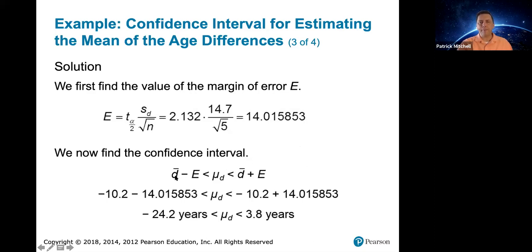So now we take our sample mean difference, which is negative 10.2, and we plus or minus the 14.0158. And when you round those values to one decimal place, they're rounding them to one decimal place because that's one more than was in the original sample data, right? Those ages were whole numbers. You get that we're 90% confident that the population mean difference is between negative 24.2 years and positive 3.8 years.